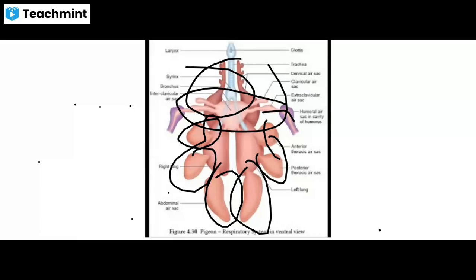Okay, during inspiration the sternum is lowered, the air sacs expand and the lungs are compressed. As a result fresh air moves through the nostrils and trachea into the posterior air sacs. At the same time, air already present in the lungs moves to the anterior air sacs. In the air capillaries the exchange of gases takes place.